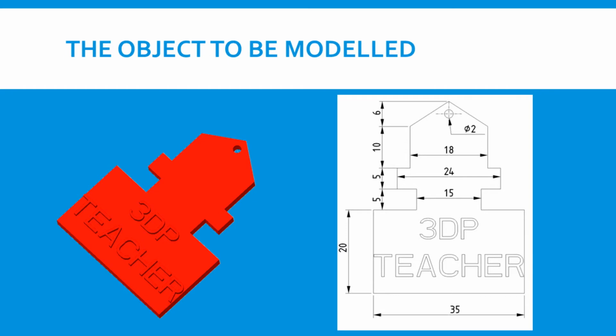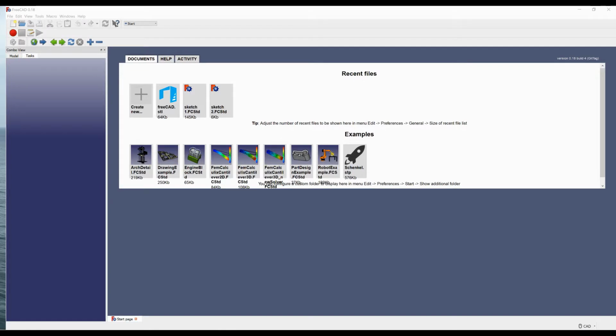The object to be modeled is a keychain personalized with the acronym of the project, 3DP Teacher, as shown in the image. The main dimensions are also indicated. When launching the FreeCAD program, the Start Center is opening. It is a great source of support and information on the software. You may want to take a look.